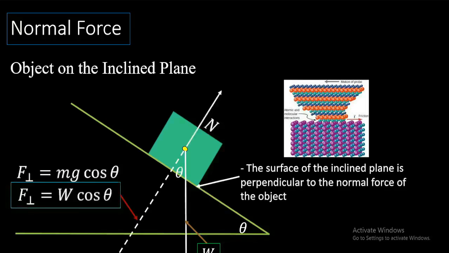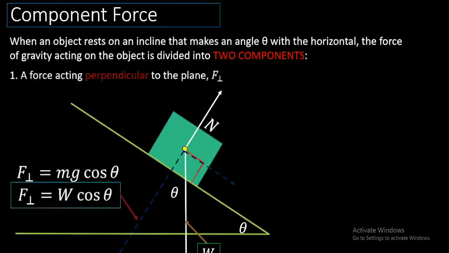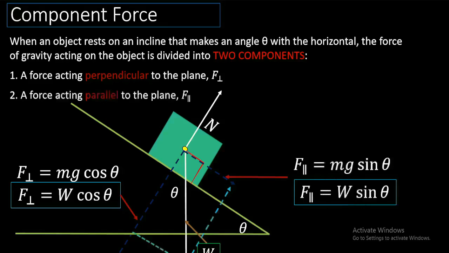The weight acting on an object sitting on an inclined plane is divided into two components. We have the normal force and the force acting parallel to the inclined plane.